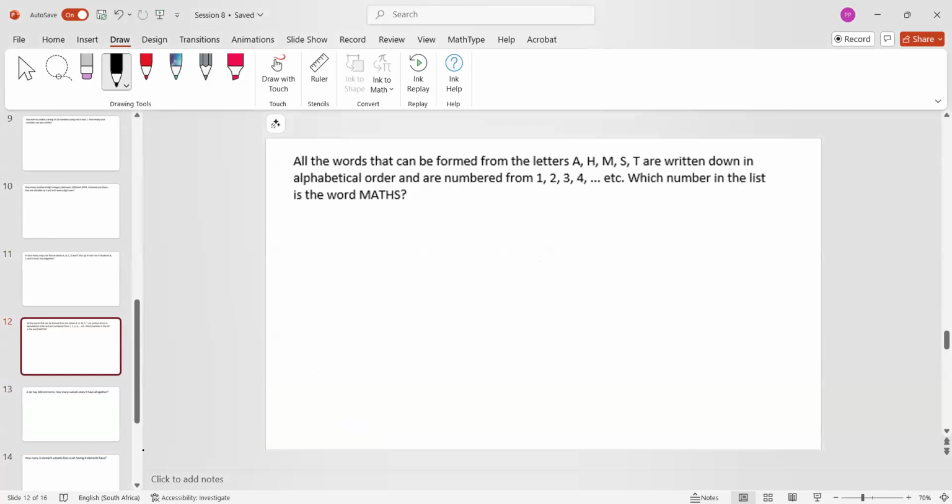Now, the next problem is: all the words that can be formed from the letters A, H, M, S, T are written down in alphabetical order and are numbered 1, 2, 3, 4, etc. Which number in the list is the word maths? Now, this looks like quite a demanding problem. But again, you only use formulae when you're forced to. Most of the time, you will use your common sense and try to understand the problem, and then try to answer the question.